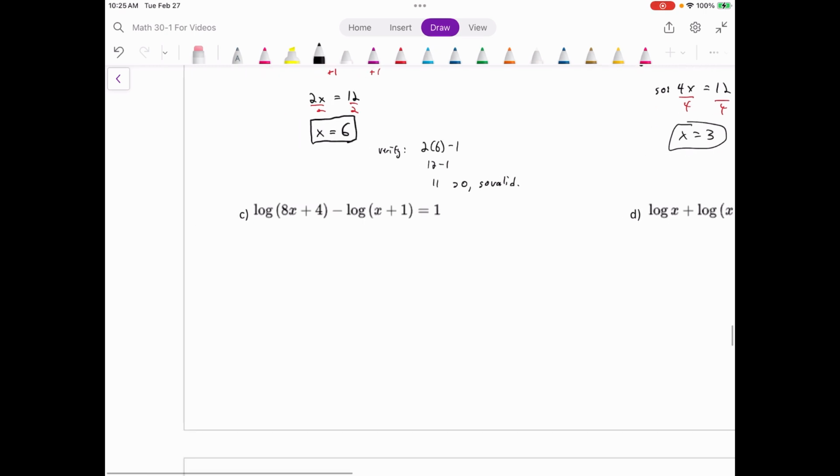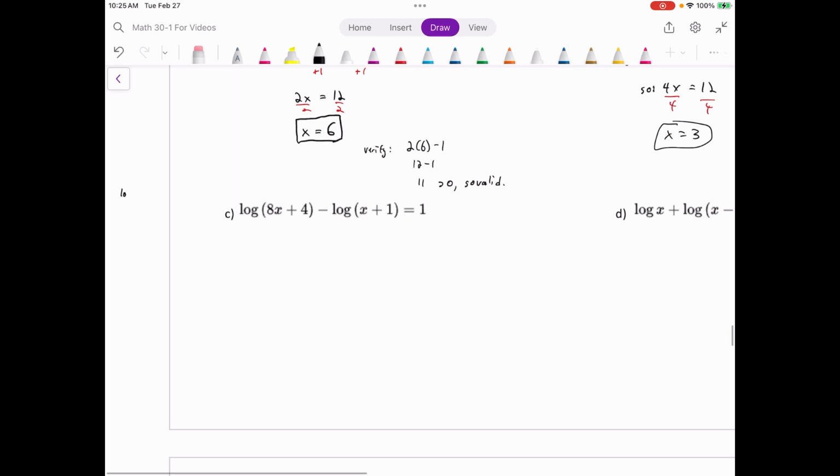I'm subtracting these two logs. So remember, log of m over n is equivalent to log m minus log n. So I'm going to use that log law here. I'm going to rewrite these as one logarithm with their arguments being divided. So this would be equivalent to log of 8x plus 4 over, whoops, not log, x plus 1. And that would equal, that's the left side, that would just equal 1.